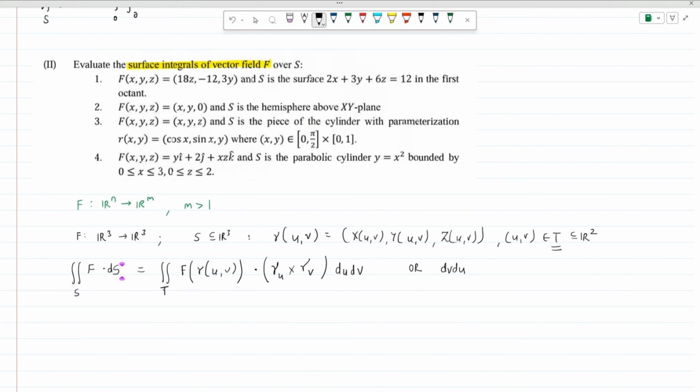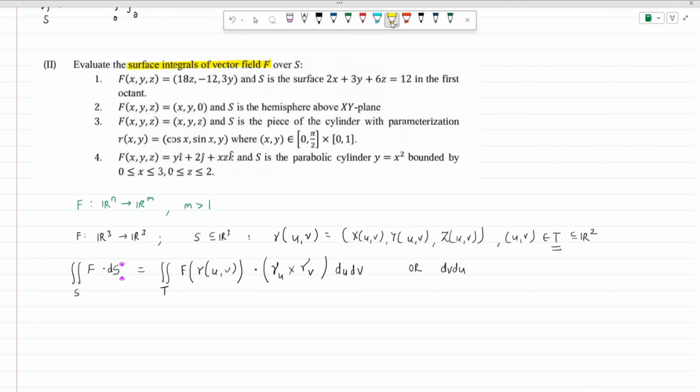So as discussed in the earlier video, we have seen that there is no specific notation for surface integrals. So we need to understand that the double integral written on the left hand side is a surface integral, while the one on the right is a double integral.